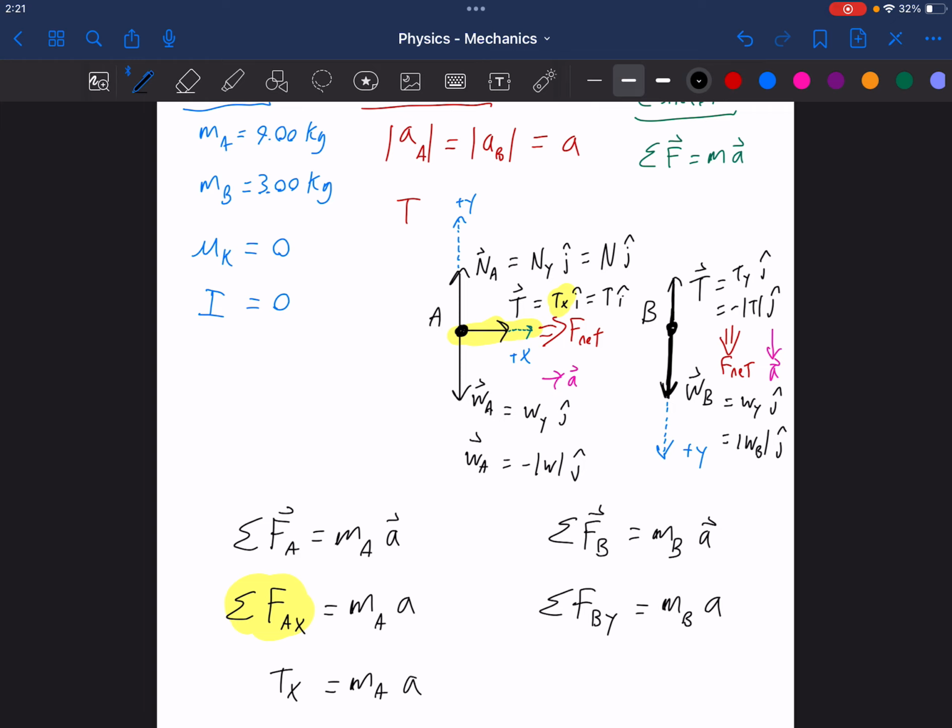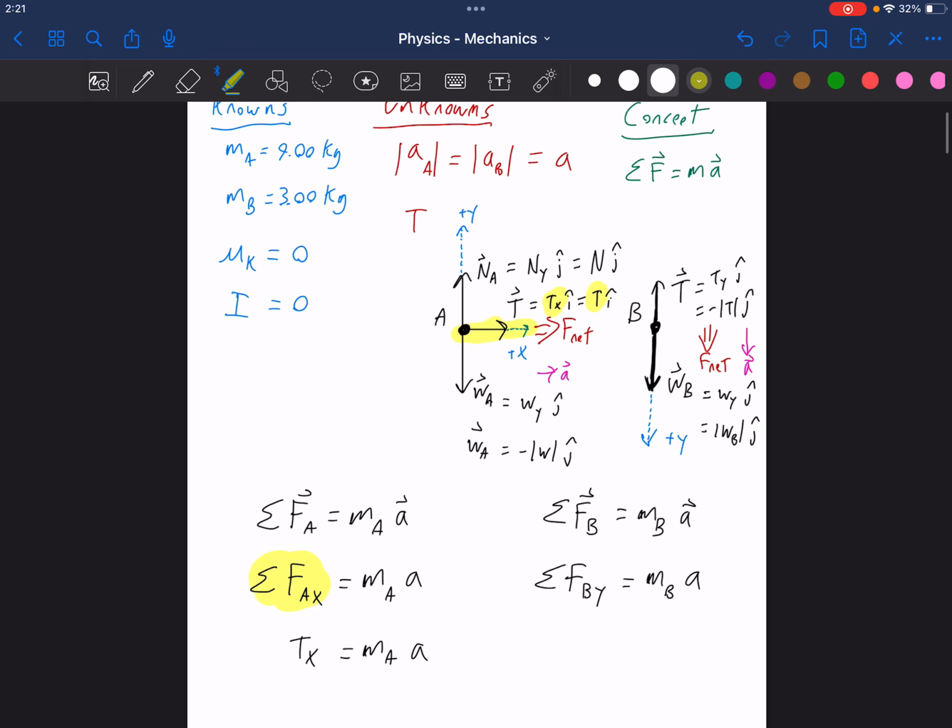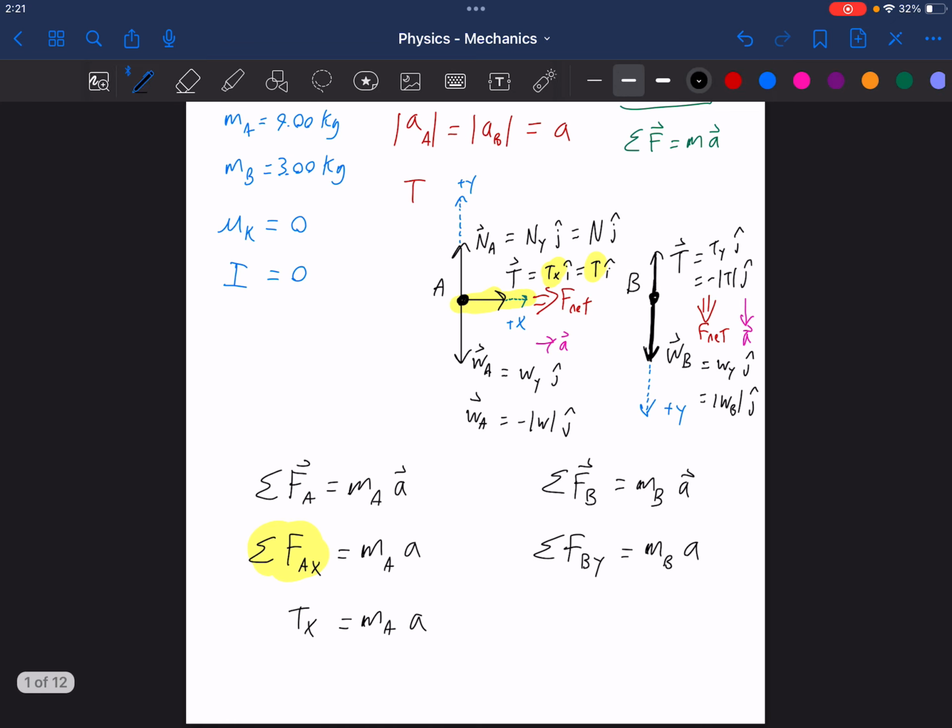What is the tension in x? Well, that's just all of the tension, right? Because that vector has no y component. So it must be the case that the tension in the string is equal to the mass of A times the acceleration of that object.